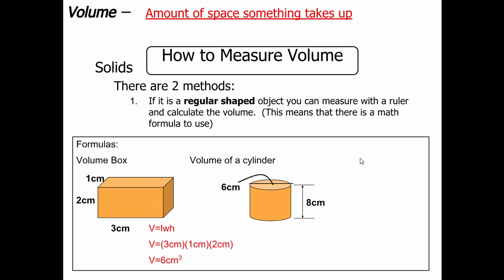Good. So what was the area of a circle? Pi times radius squared. So if we take the area of the circle and multiply it by the height, we're taking it and making it a three-dimensional shape. So yes, pi times radius squared times height is the formula we use for the volume of a cylinder.